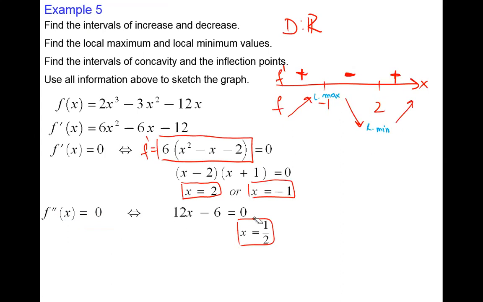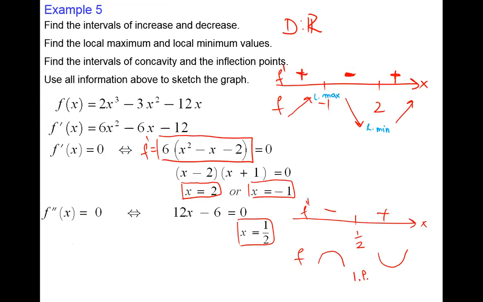Now let's take a number line for the second derivative, with 1/2. This is just the second derivative. If I take 0, I have negative. If I take 1, I have positive. This means the function is concave down and concave up. That means it's definitely changing concavity. At 1/2, we have an inflection point.